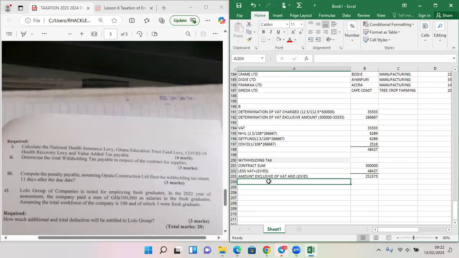Now we calculate our withholding tax. It's 3%. When we supply any goods more than 2,000, it is 3%. So equal to 7,547. Our withholding tax is 7,547.